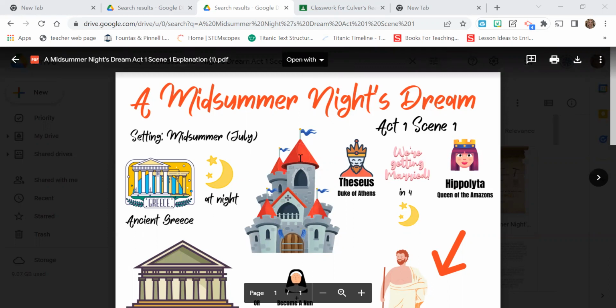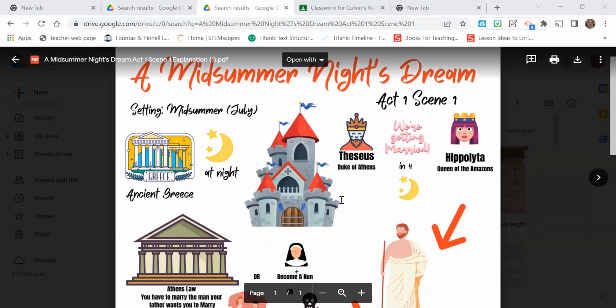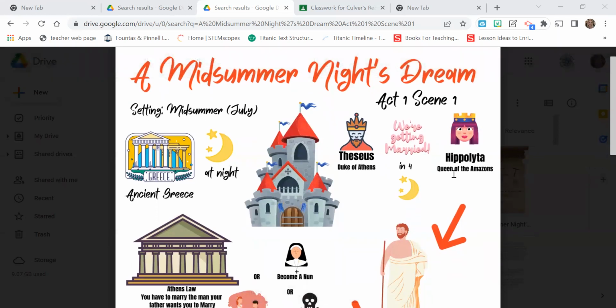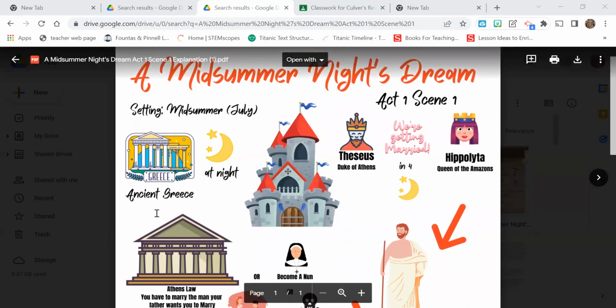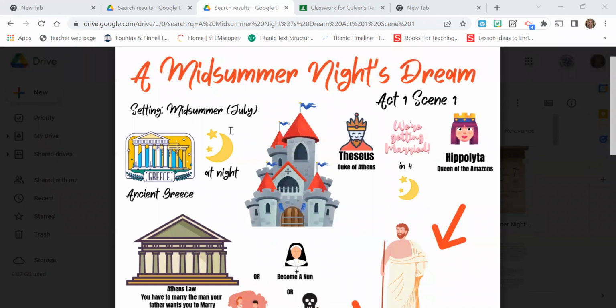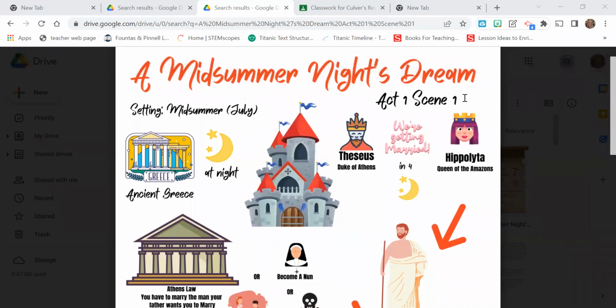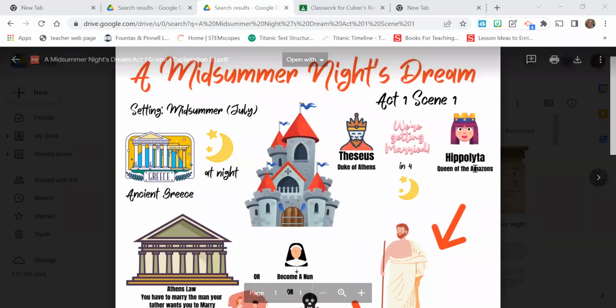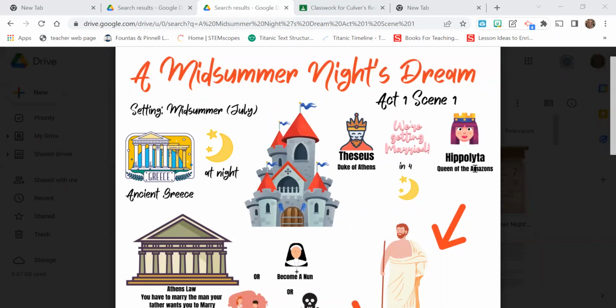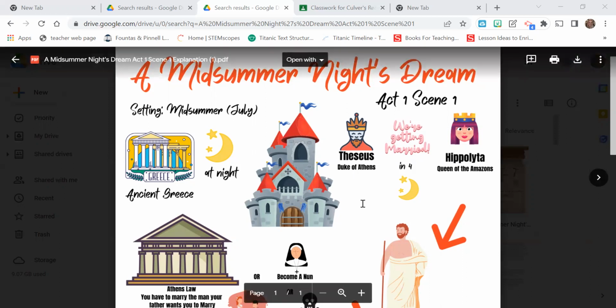So we have Act 1, Scene 1, and we have Theseus. He's the Duke of Athens, and he's married to Hippolyta, who is the Queen of the Amazons. Now, you might have heard of her in that famous movie that just came out, Wonder Woman, and they were Amazon women. Well, back then, this all took place in ancient Greece, and of course, at night. And the Amazons were actually an all-female group. They actually lost to the Athenians.